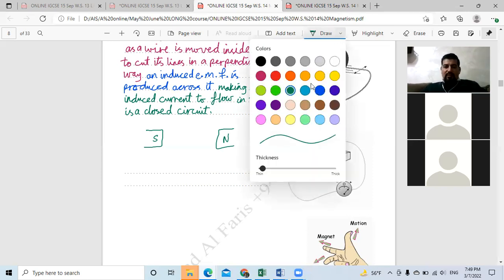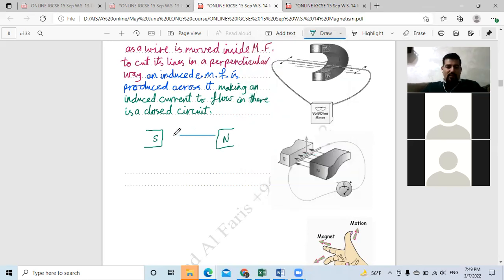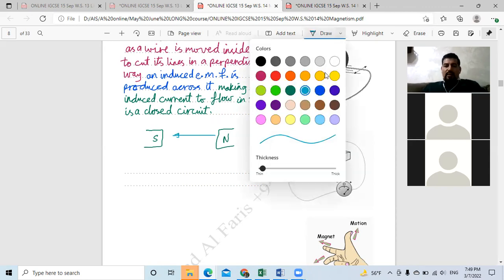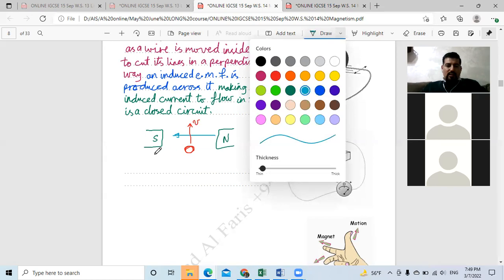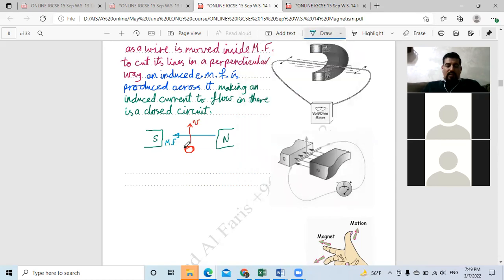So we have magnetic field lines from north to south. We have this wire. This is a cross-section area of this wire, and this wire is moving in this direction like this. So this is the motion, V, and this is the magnetic field from north to south, MF. Now, in which direction is the current? I'm looking from here. This is my eye. To get two dimensions. In which direction is the current? We will use our right-hand rule, Fleming's right-hand rule.